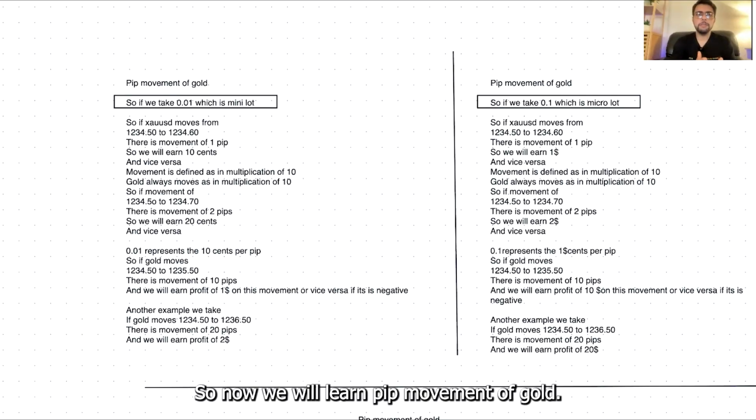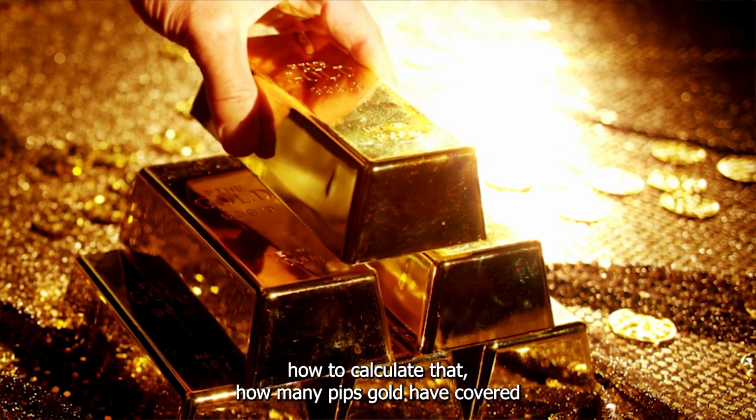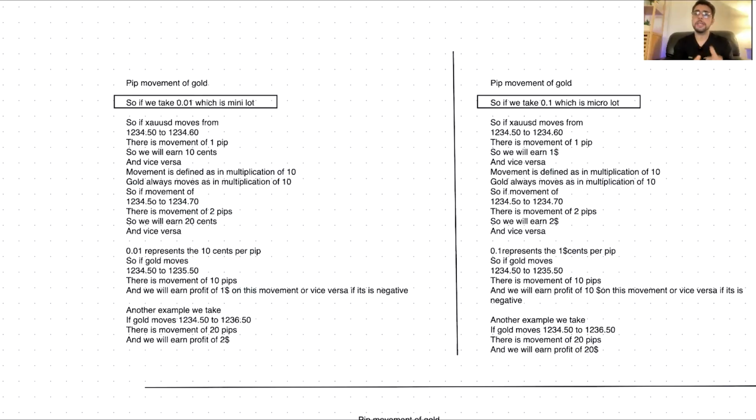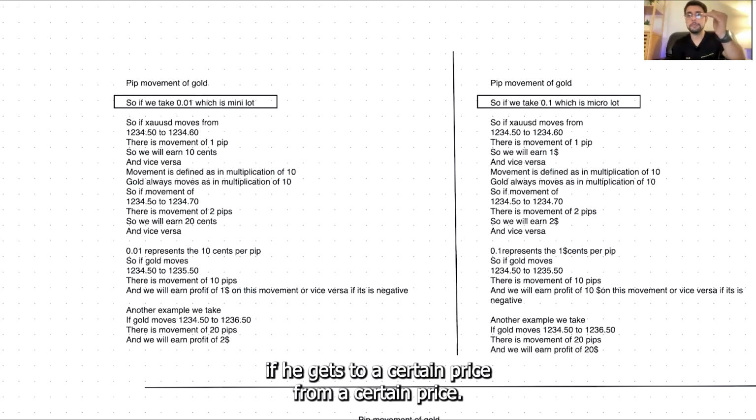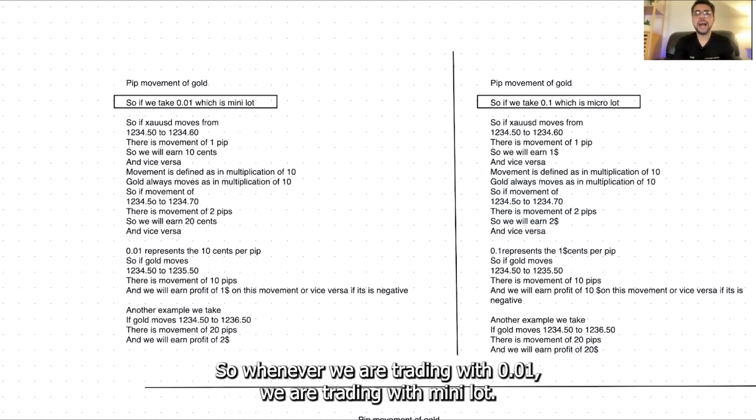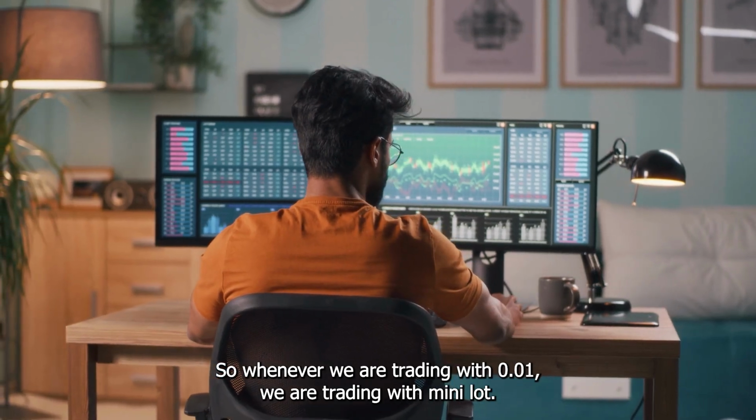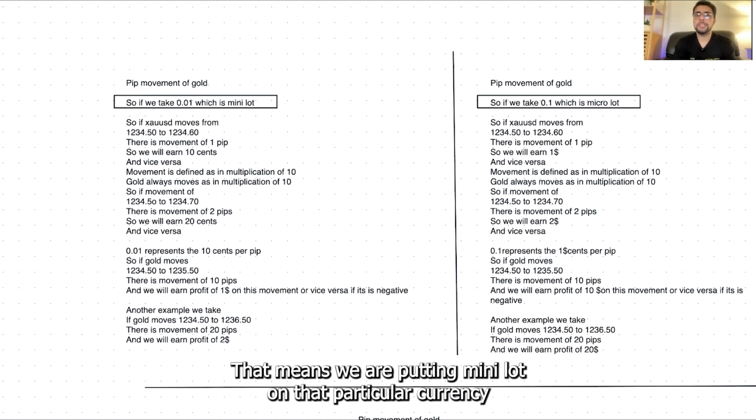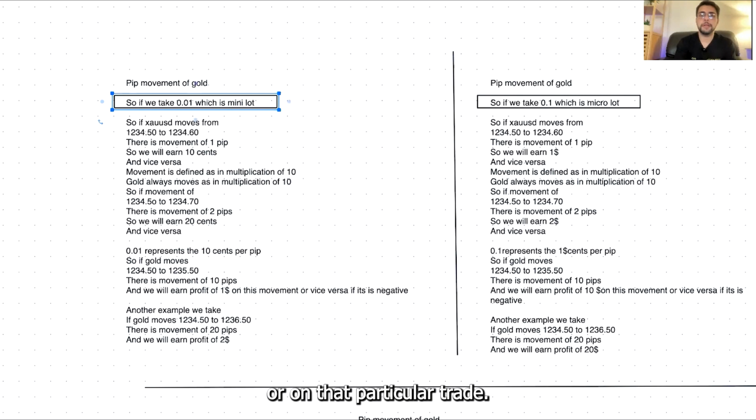So now we will learn the pip movement of gold, how the movement occurs in gold, and how to calculate how many pips gold has covered if it gets to a certain price from a certain price. So we'll start the topic now. A mini lot is always referred to as 0.01. Whenever we are trading with 0.01, we are trading with a mini lot. That means we are putting a mini lot on that particular currency or on that particular trade.